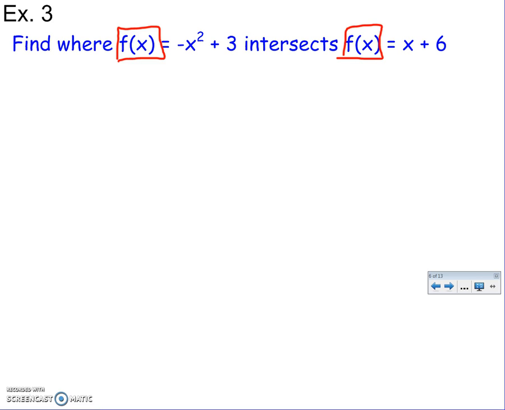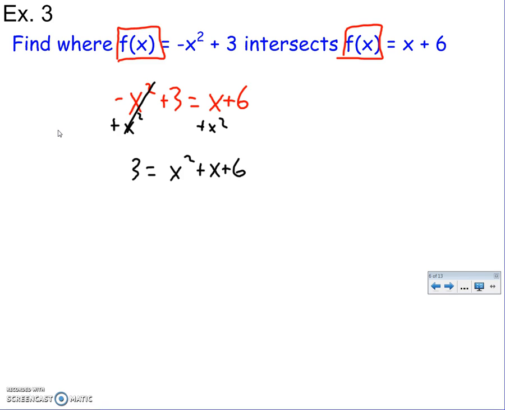So our equation is -x squared plus 3 equals x plus 6. And the order doesn't matter. You can reverse if you want. Get everything on one side. I like a positive, so I'm going to move this over. Alright, a lot of people don't like a negative. So 3 equals positive x squared plus x plus 6. Subtract 3. So I have 0 equals x squared plus x plus 3. Do quadratic formula. So a equals 1, b equals 1, c equals 3.